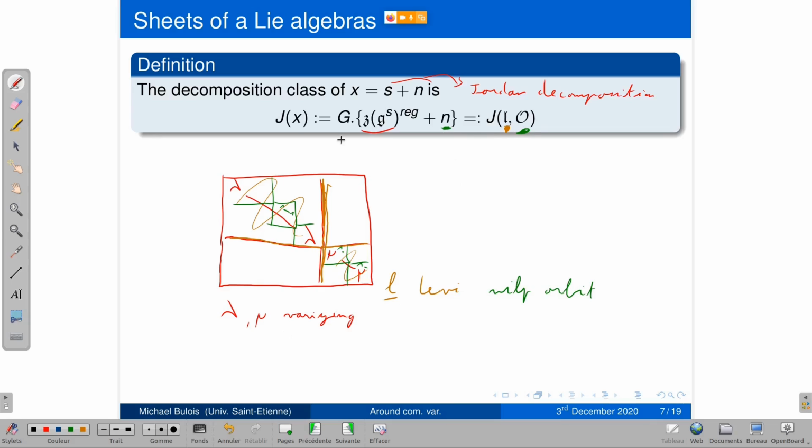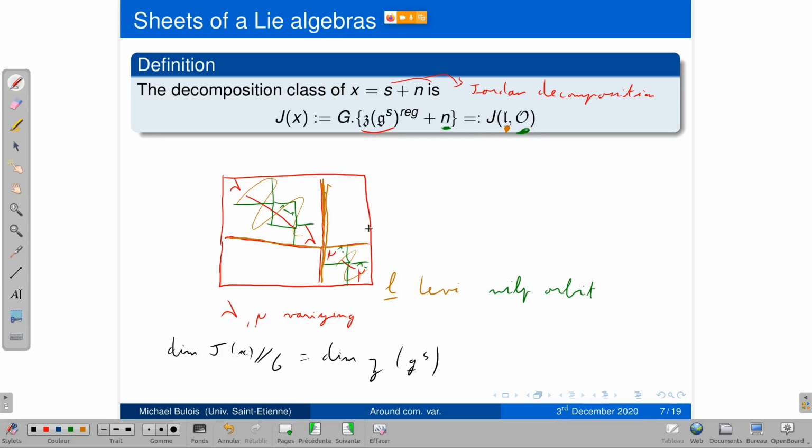And the number of parameters of this decomposition class is the dimension of G of X mod G, which is just the dimension of this centralizer. So it's kind of easy to compute whenever you have L and O. So yes, this idea of fixing L and O: you choose a Levi, so this is blocks on the diagonal, and you choose a nilpotent orbit, here O, which is encoded in GLN by Jordan blocks.